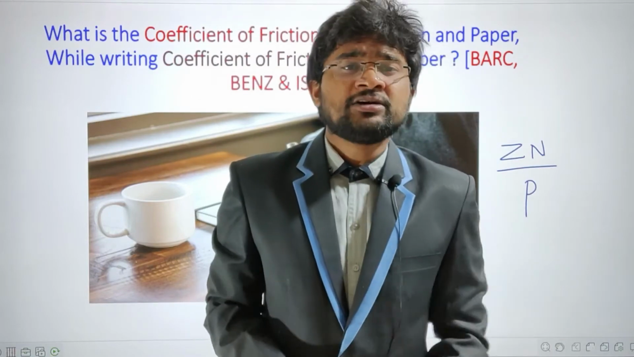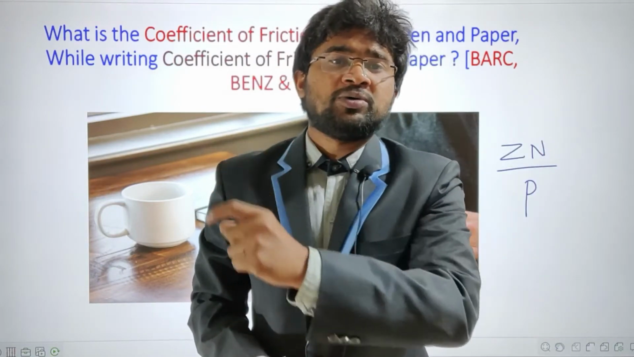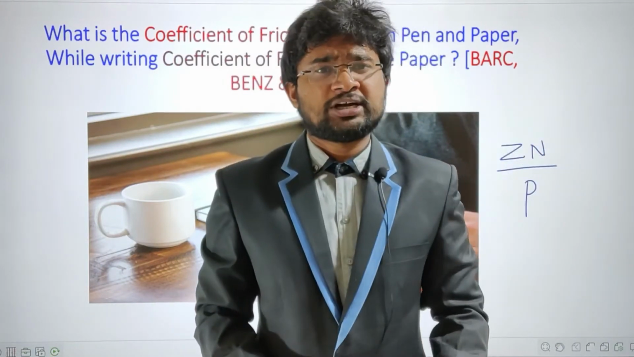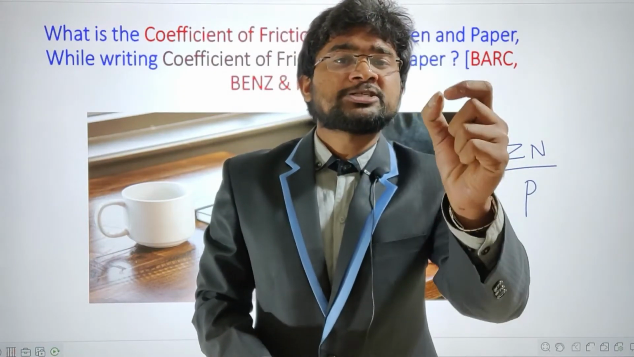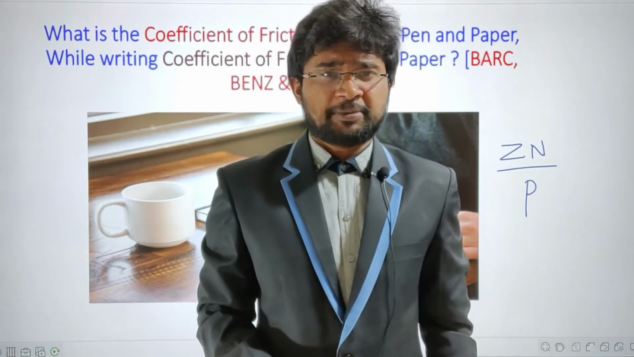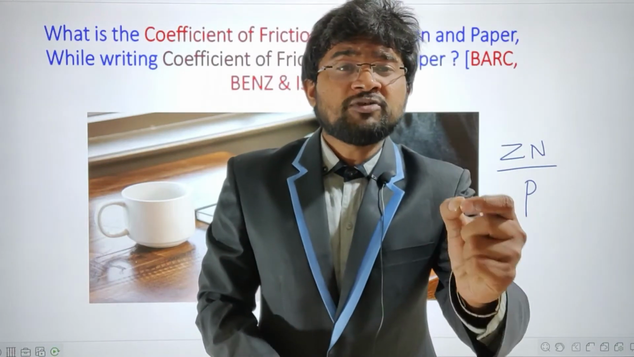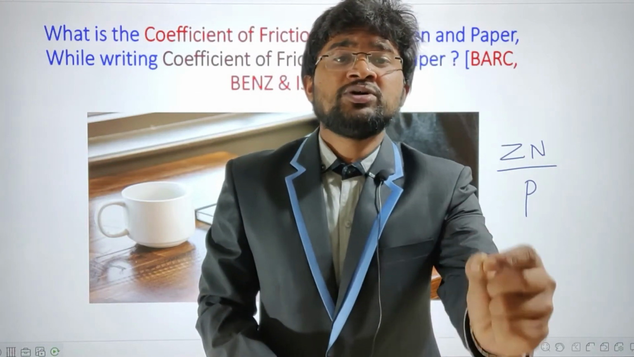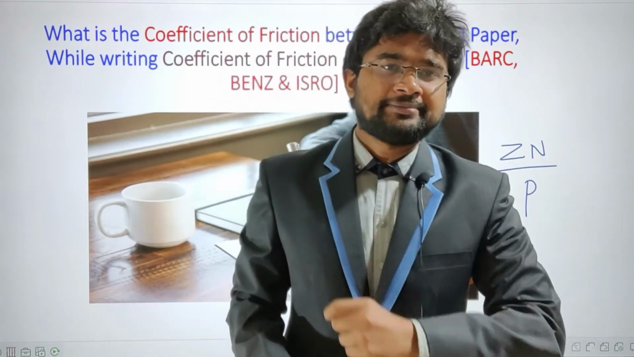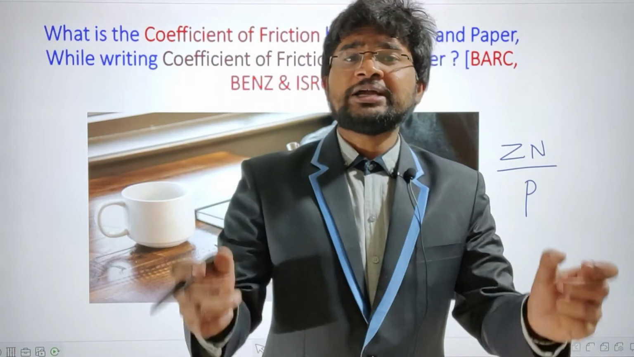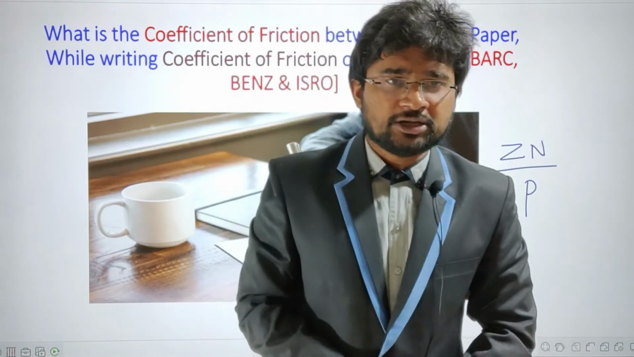We can say that no one can give the exact value of the coefficient of friction between pen and paper while writing the spelling of coefficient of friction on the paper. Why? Because the coefficient of friction value varies with respect to these four parameters. That is why we are not able to give an exact value.